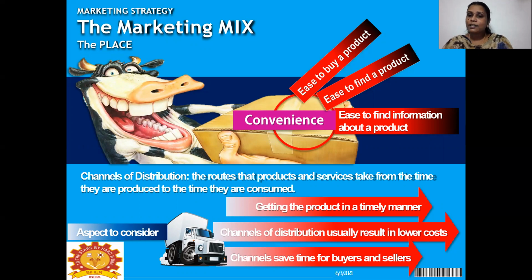So getting the product in a timely manner to the right place, to the market where the demand is there. The aspects to consider are getting the product in a timely manner. Channels of distribution should always result in a lower cost because they should not add up to the final price of that product. And then channels should save time. That is the importance of having many channel partners in order to save time. So this is all about the place.